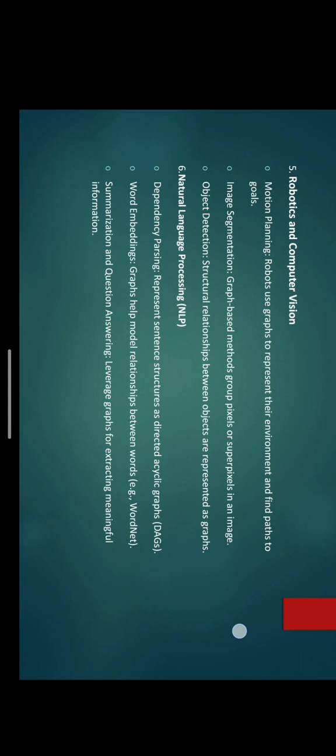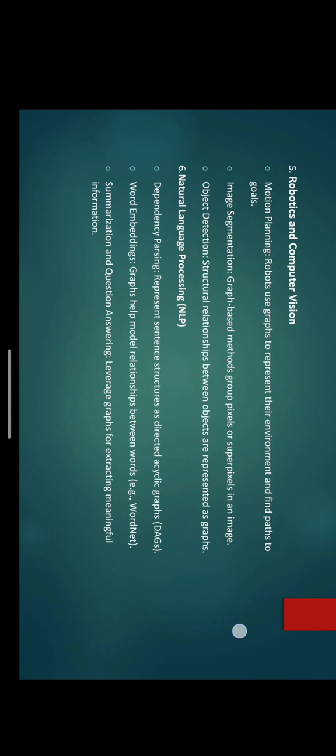Robotics and computer vision. Motion planning. Robots use graphs to represent their environment and find paths to goals. Image segmentation. Graph-based methods group pixels or superpixels in an image. Object detection. Structural relationships between objects are represented as graphs.